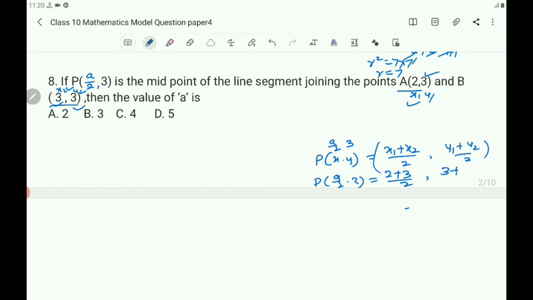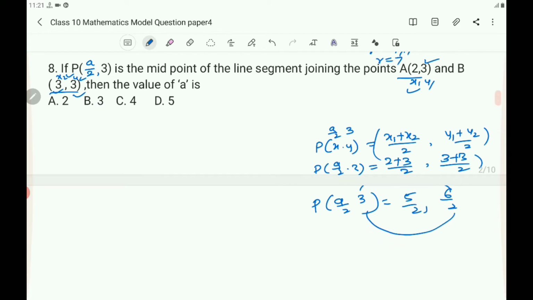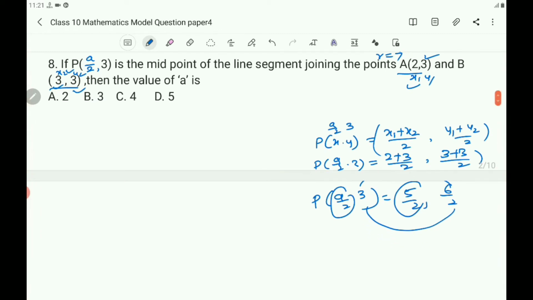3 plus y2 is 3 by 2. So you will get here P of A by 2, 3 equals 5 by 2, 6 by 2. You know that 6 by 2 is equal to 3 only, but here this must be equal to this one. So you got that A by 2 is equal to 5 by 2. First one is the value of the first one, second one is the second value. So A by 2 equals 5 by 2. So you will get A equals 5. So the value of A is 5.